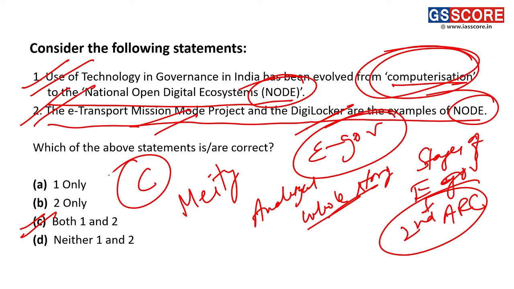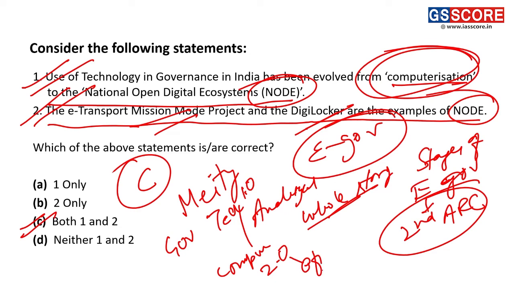The idea of the evolution can also be traced through GovTech 1.0 that was referring to the computerization, 2.0 which referred to things like e-office, and 3.0 which focused on the open digital ecosystems. And these are the examples.